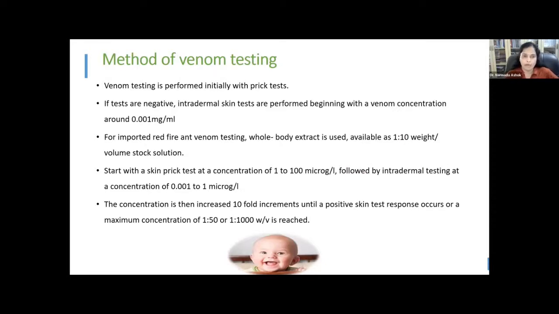The venom skin prick testing is almost similar to the other testing we do for allergies. But the only thing is, if the tests are negative, an intradermal skin test has to be performed before declaring it completely negative. So what we do is start with a skin prick concentration of 1 to 100 microgram, start with a 1:1,000 dilution, then 1:10,000, increasing in tenfold increments until we reach about 1:50 or 1:1,000.